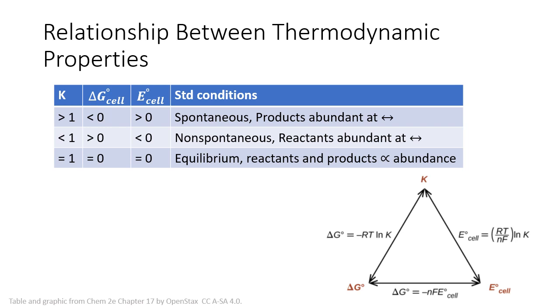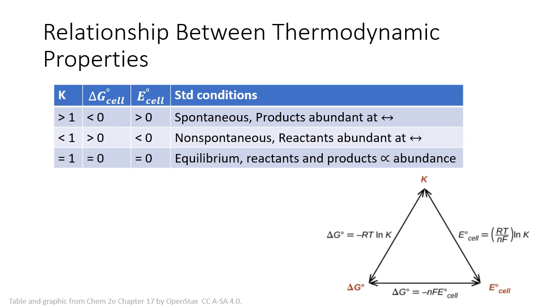So if K is greater than 1, we have a spontaneous change, and our products are more abundant at equilibrium. If K is less than 1, when we plug it in, we'll get a positive number for delta G, and we will get a negative number for E cell. That would be non-spontaneous. The reactants are more abundant at equilibrium, meaning we're going to push back towards the other direction.